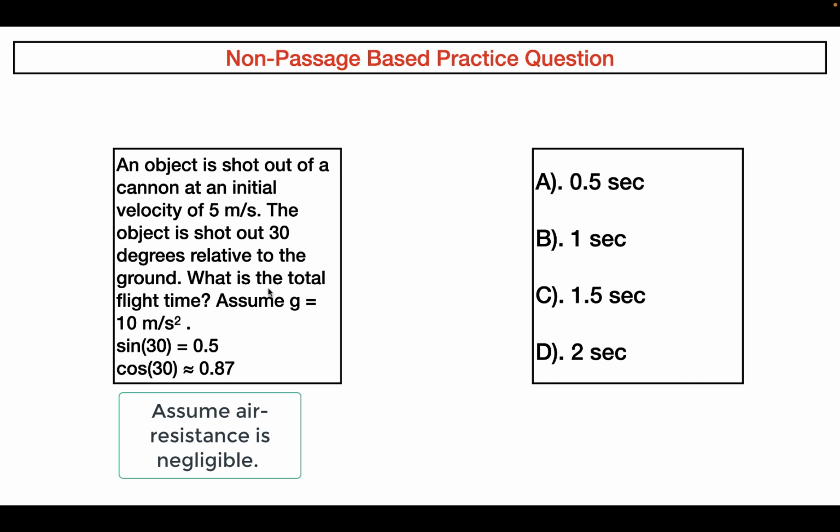So this is the magnitude of g. That sine of 30 is equal to 0.5, and the cosine of 30 is approximately equal to 0.87. So take a moment, pause the video, and try to figure out what the answer is for yourself. So hopefully you took some time to attempt this problem. So the correct answer to this problem is going to be choice A, 0.5 seconds.